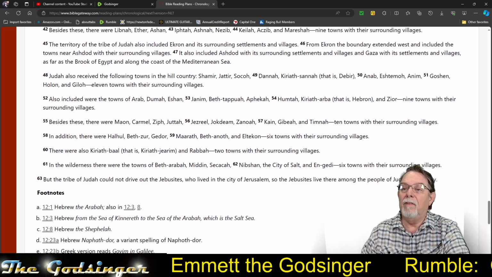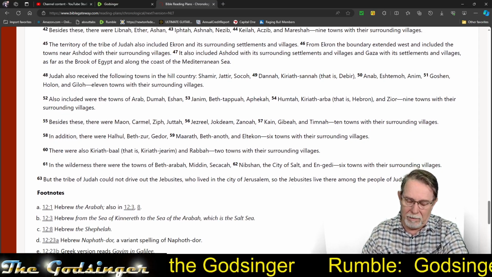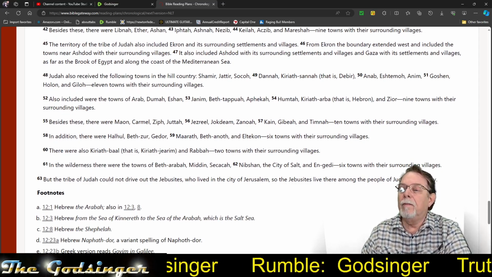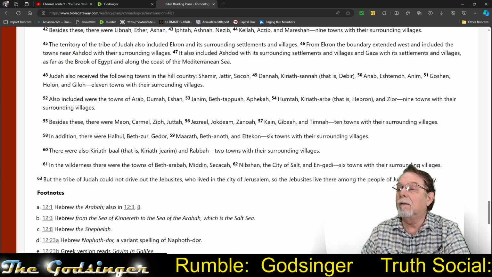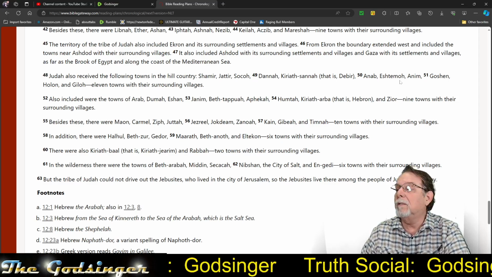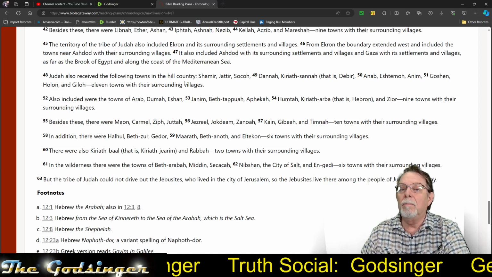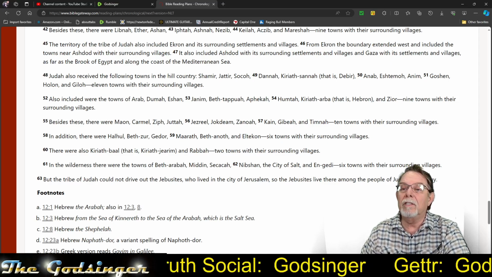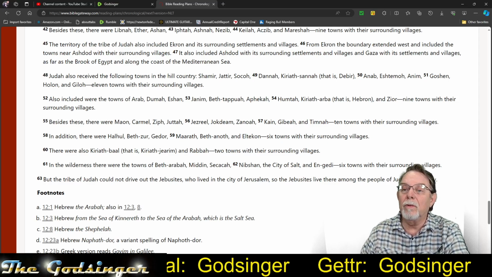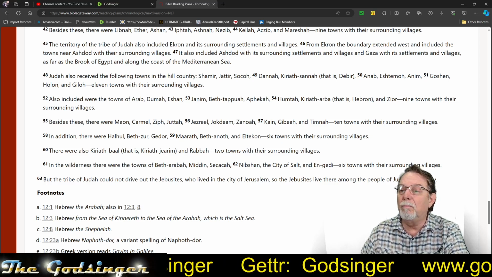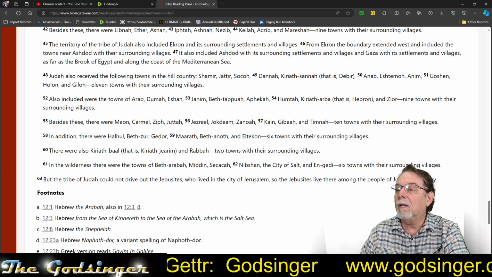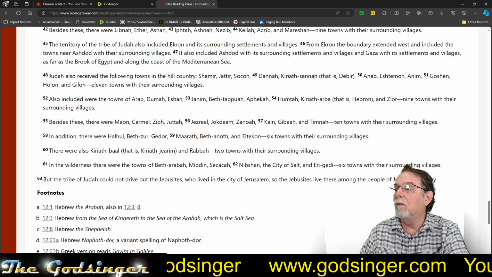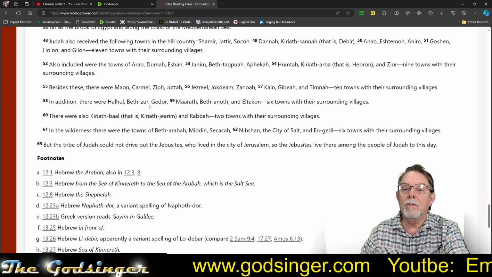Judah also received the following towns in the hill country: Shamir, Jattir, Socoh, Dannah, Kiriath Sannah, that is Debir, Anab, Eshtemoh, Anim, Goshen, Holon, Giloh, 11 towns with their surrounding villages. Also included were the towns of Arab, Dumah, Eshan, Janim, Beth Tappuah, Aphekah, Humtah, Kiriath Arba, that is Hebron, and Zior, 9 towns with their surrounding villages.